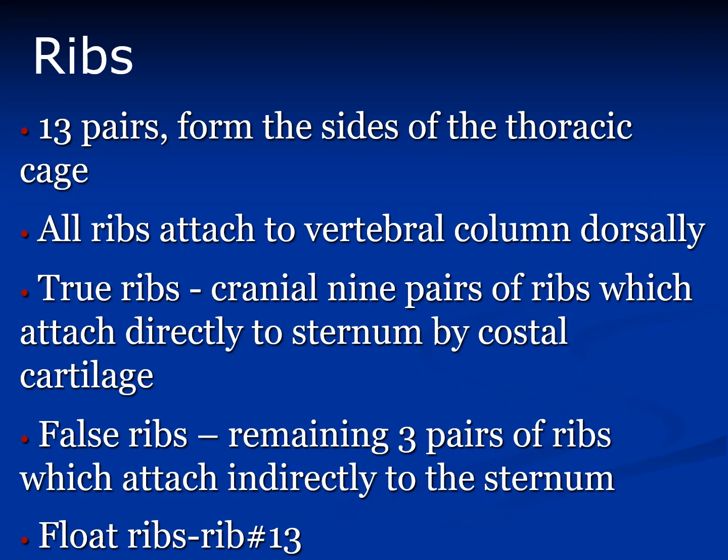Now we'll talk about the last thing, which is the ribs. We have 13 pairs that form the sides of the thoracic cage. We have one rib on the right side and the other on the left side, for a total of 13 pairs. The number of ribs depends on the number of thoracic vertebrae. So if we have 13, then we have 13 pairs. In the horse, we have 18, then we have 18 pairs.